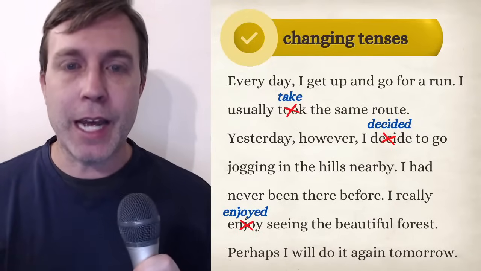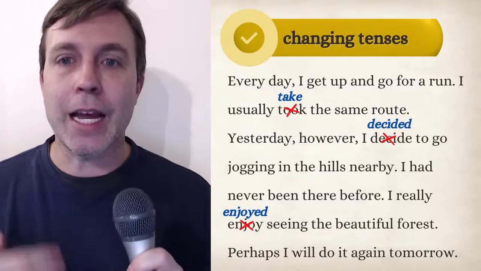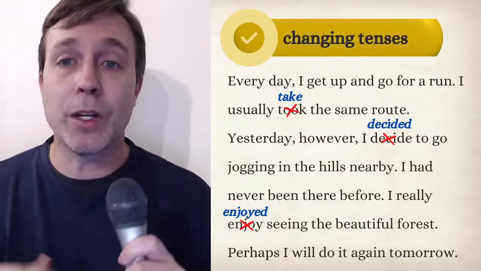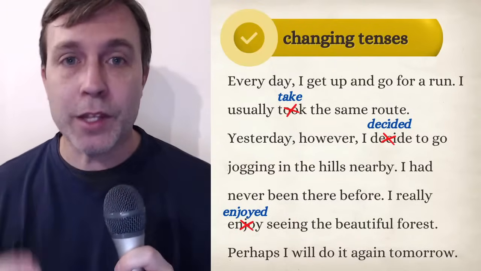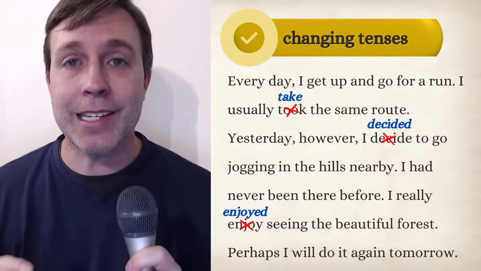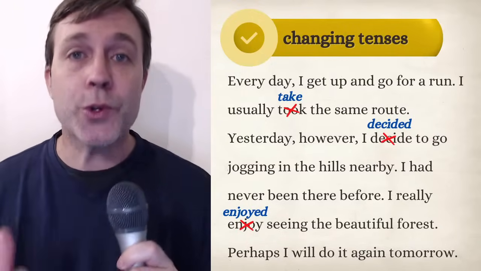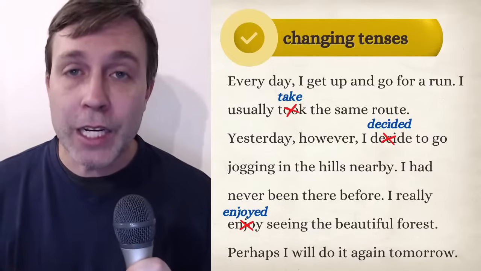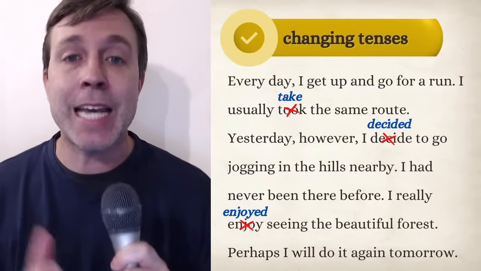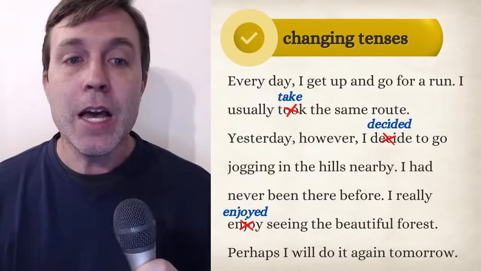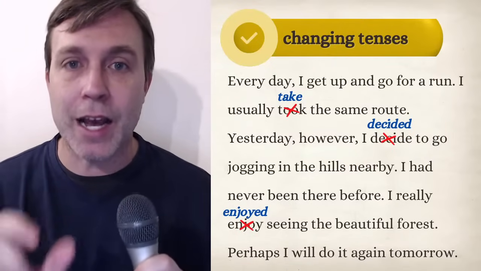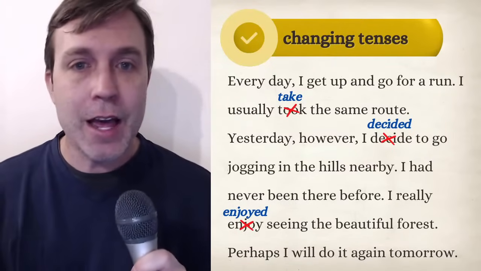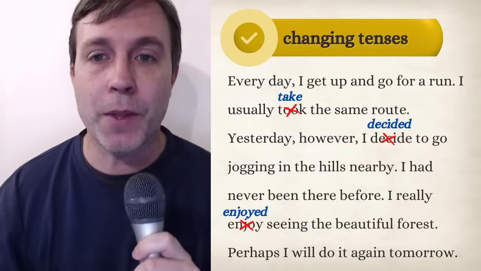So every day we're talking about a routine, a habit. We're going to use the present simple. I get up and go for a run. We're continuing with the present simple in that next sentence, talking about what you usually do. This is your routine, your habit. I usually take the same route. The next sentence, you see that word, that time word right there, yesterday. That tells you that we're talking about the past.